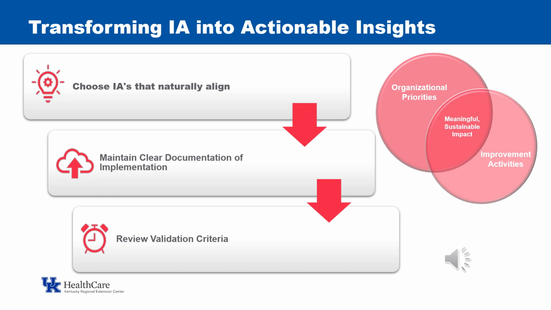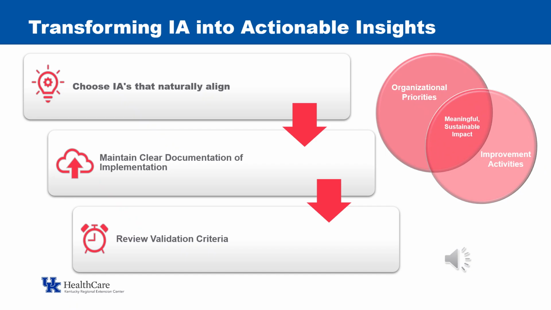First, it's most important to choose improvement activities that naturally align with your organization's existing goals and priorities. When your improvement activities support the work that you're already doing, they become easier to sustain and more meaningful for your team. So you can choose improvement activities that naturally align with any quality initiatives that are going on, patient experience projects, or care coordination goals. This ensures that initiatives drive measurable impact. It can also help promote staff engagement and maximize the resources that you have already.